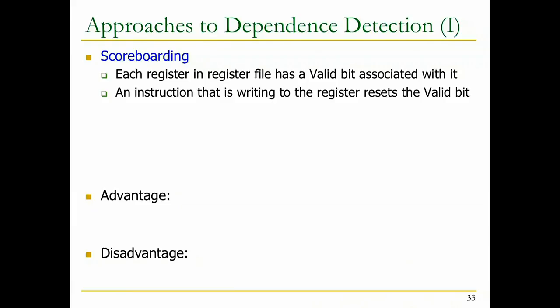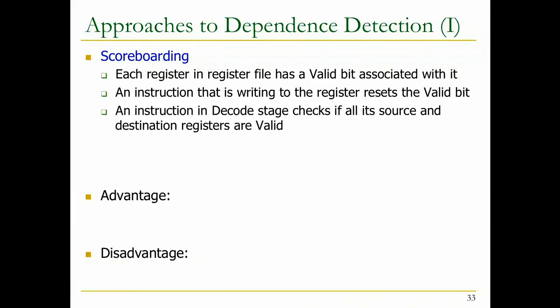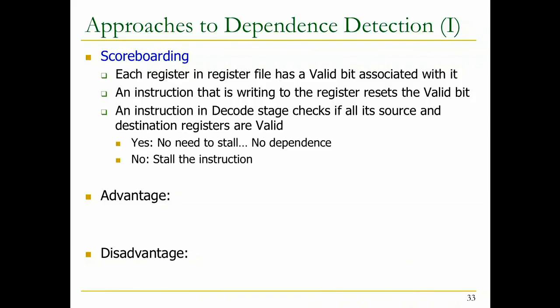In the decode state, you reset the valid bit. An instruction in the decode state checks if all its source and destination registers are valid. If it's true, it can progress. It doesn't need to stall. If it's false, you need to stall the instruction.